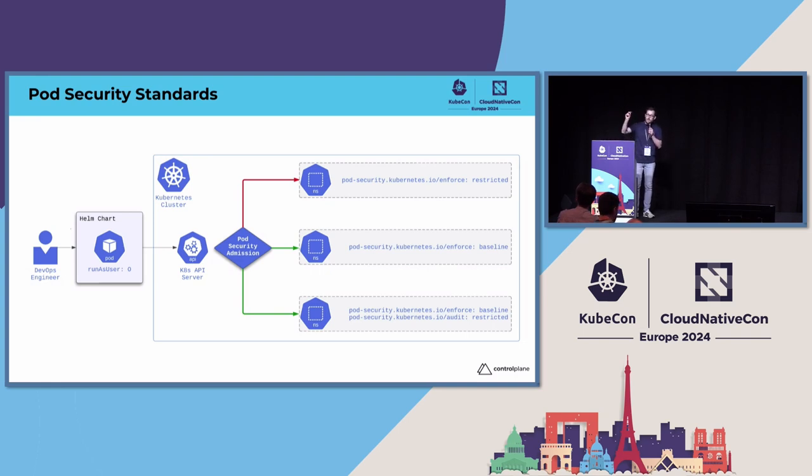Each level is mapped to a set of constraints. And we have privileged, baseline, and restricted. And for each of these levels, you can actually define an action which tells the pod security admission controller what to do if a violation happens on the level. So you can effectively enforce a restricted level, like in this example on top, which would block a pod running as root. But you can also have a baseline level, for example, which is enforced, or you could only audit or warn the user if a violation happens.